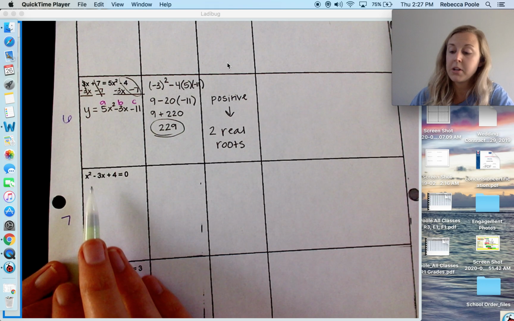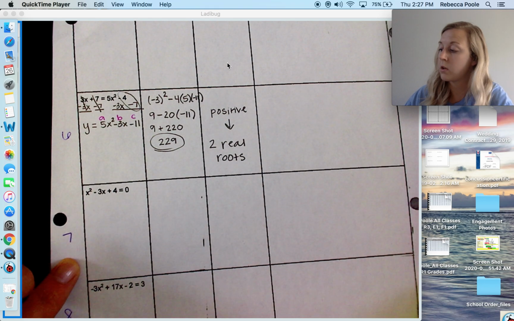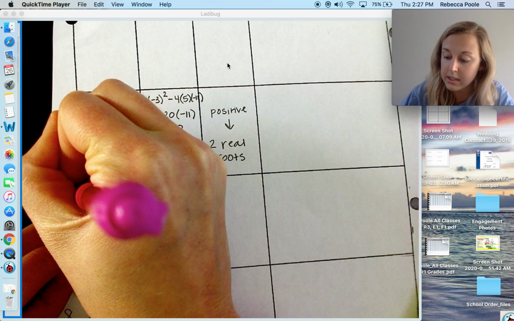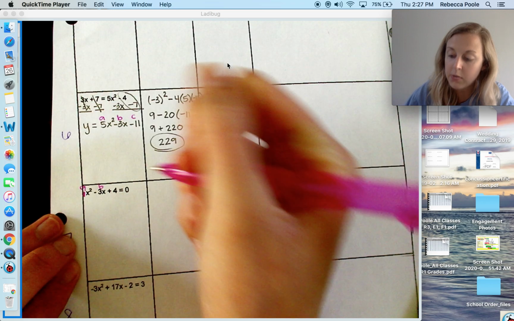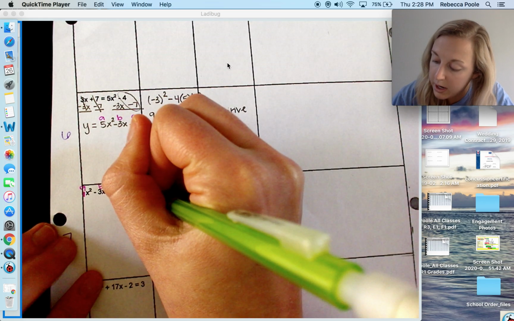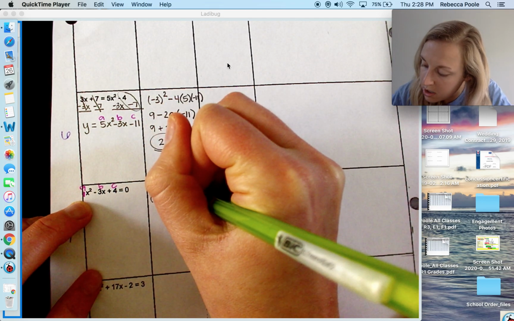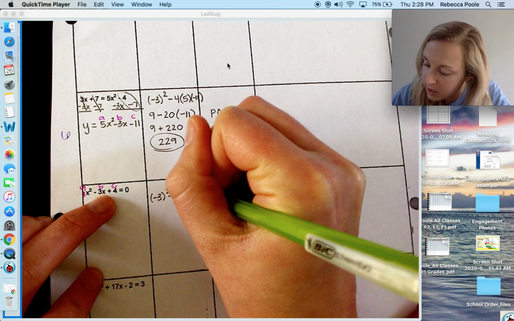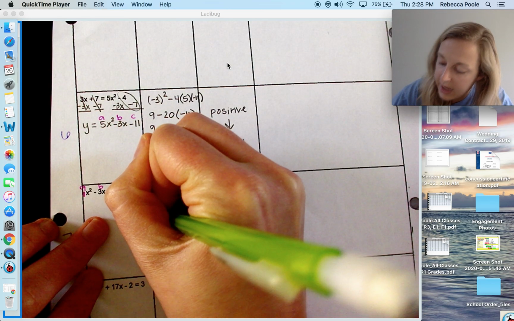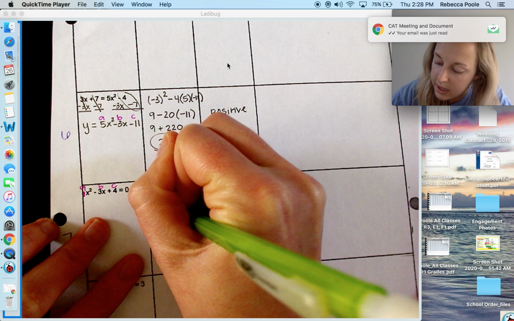All right, for number 7, this one is already in standard form, which is super nice. So if you look at this one, the a value in front of the x squared looks like it's an understood 1. The b value is negative 3, and the c is positive 4. So when I do b squared, that's going to be negative 3 squared minus 4. The a value is 1, so times 1 times 4. Negative 3 squared gives me 9. 9 minus 4 times 1 is negative 4.